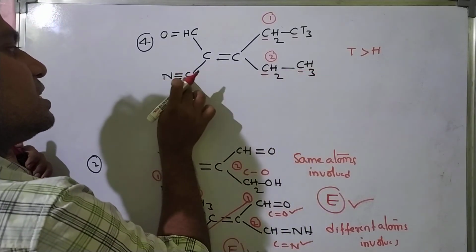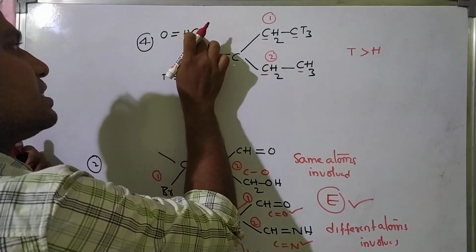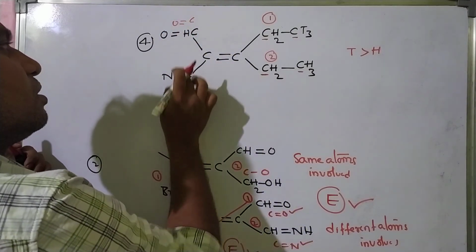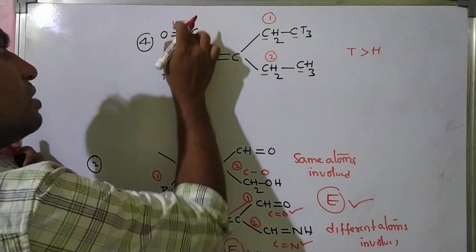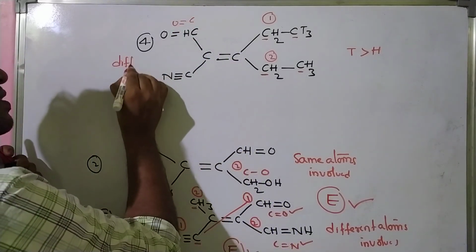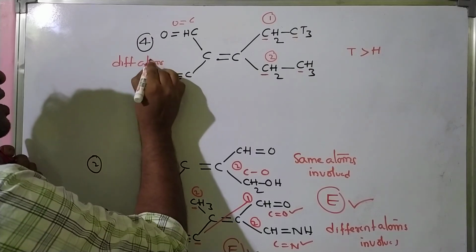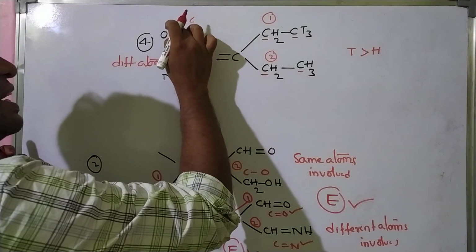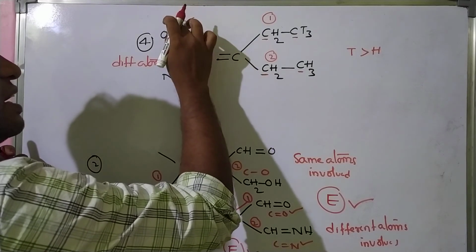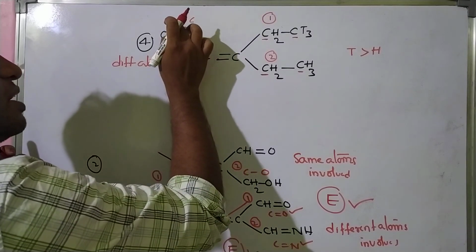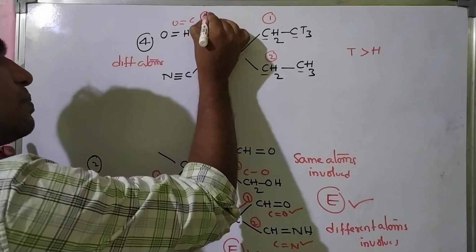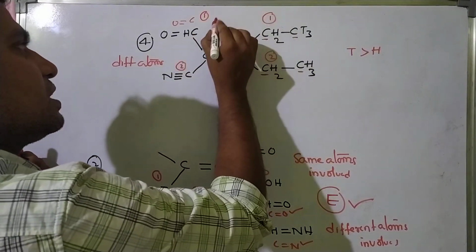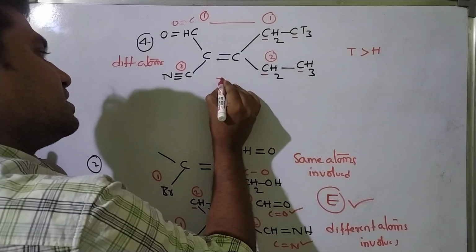Now come to this. This is C triple bond N, this is C double bond O, this is C double bond O, this is C triple bond N. So here different atoms are involved in multiple bonds. So now apply second atom. We consider second: here oxygen, here nitrogen. So atomic number of oxygen is more, so first priority, this will get second priority. Now first and first are on same side. So this is Z isomer.